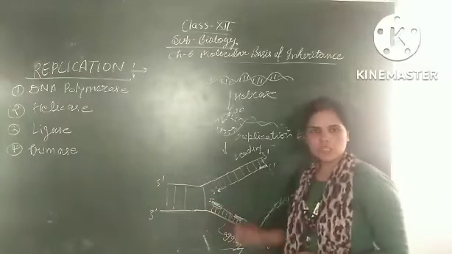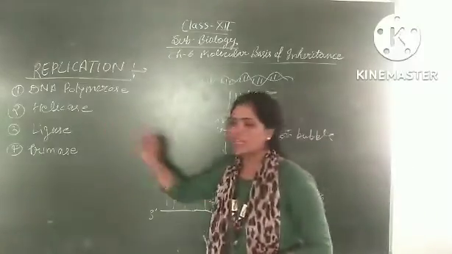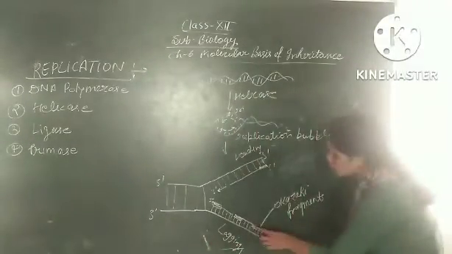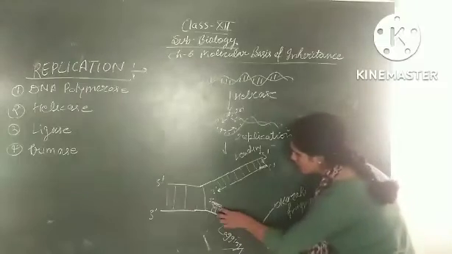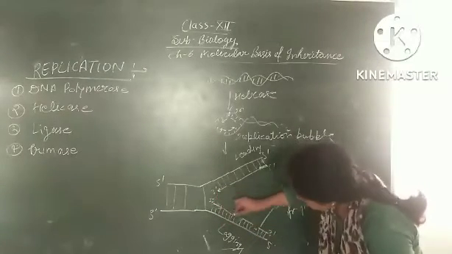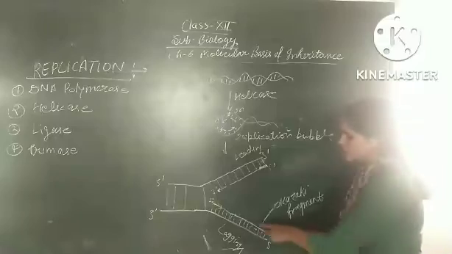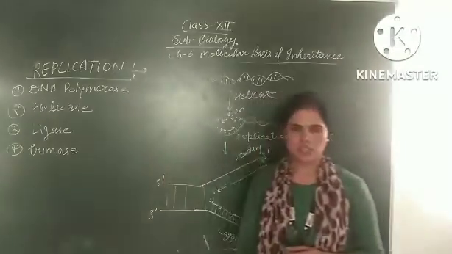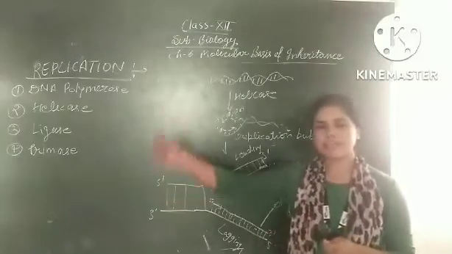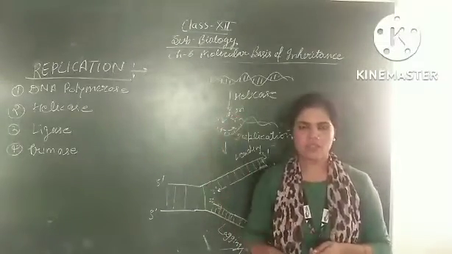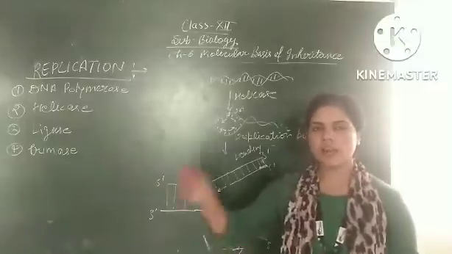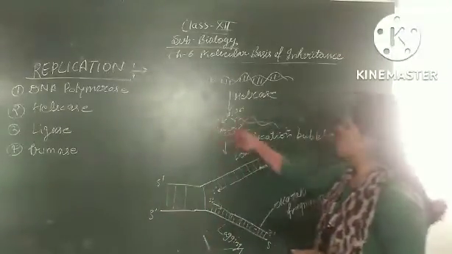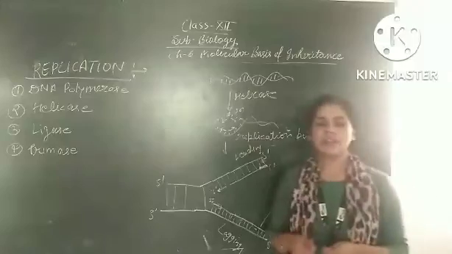After formation of these two strands, the ligase enzyme helps to remove this primer and join these strands. So this joining of strands occurs with the help of the ligase enzyme. Through this process, all the strands of DNA replicate from both sides. So this is DNA replication.